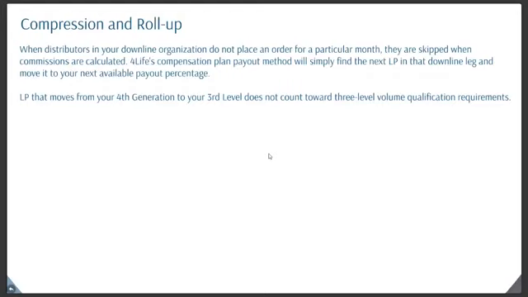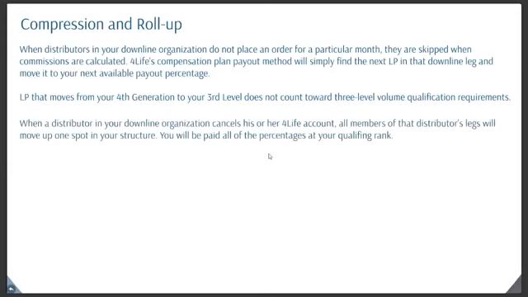One thing to keep in mind is that LP that's going to move from your 4th generation to your 3rd level is not going to count towards 3-level volume qualification requirements in these instances. And compression is when somebody doesn't do one for 1 month, but when somebody actually permanently cancels his or her 4Life account, all members of that downline organization of yours will basically move up 1 spot permanently in your structure. And then you'll be paid all the percentages at your qualifying rank, and all the percentages will be paid all the way up through your upline organization as well.